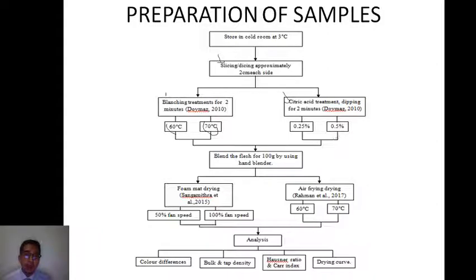Then the samples were blended, 100 grams, using a hand blender. After that, they were dried by foam drying and air fry drying. The parameters for foam drying are 50% fan speed and 100% fan speed. For air fry drying, the parameters are 60 degrees Celsius and 70 degrees Celsius. After that, we have the analysis for color difference, bulk and tap density, Hausner ratio, Carr index, and drying curve.